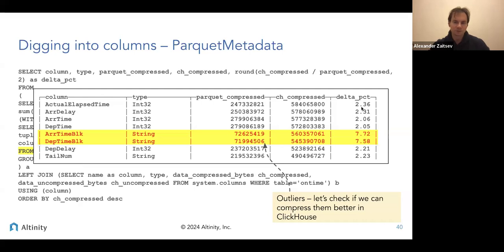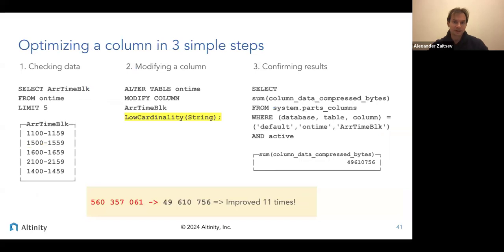This is probably not too significant, of course, but for the 2 columns that are highlighted in yellow, the difference is much bigger. It is 7 times. So ClickHouse size is 7 times more for this column compared to Parquet. So why is that? Let's take a look.